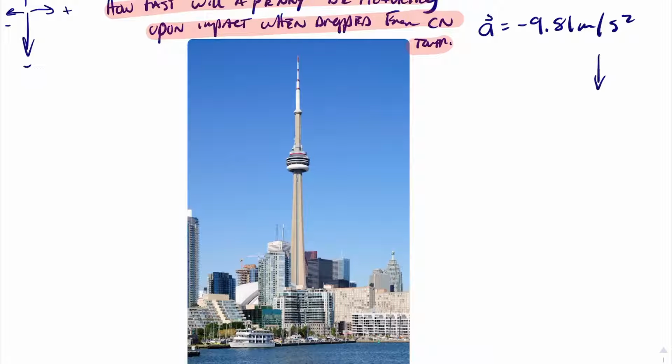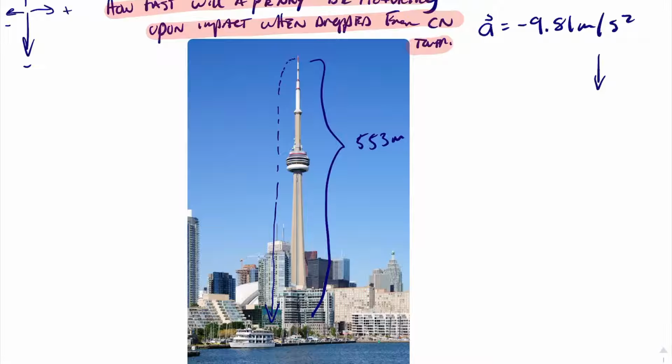But I was able to get some information that will help us. While this tower is 553 meters tall, I was able to time how long it took from the very top to the very bottom for a penny to fall. And I use a penny because it has such a small surface area. The amount of air friction acting on it is negligible.